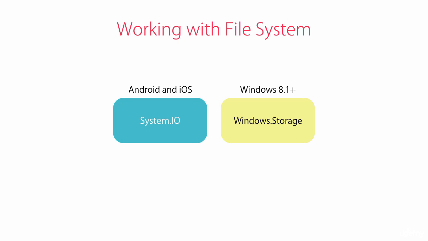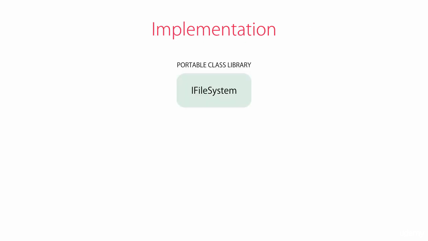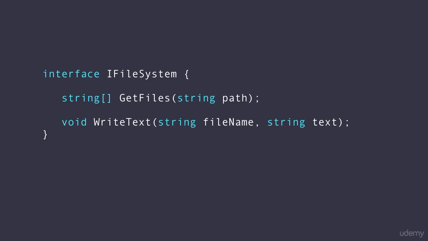The solution to that is interfaces. So in our portable class library, we're going to declare an interface like IFileSystem. So this is the contract to work with file system. Inside this interface, we'll declare methods that work with files and directories. For example, here I've declared an interface with two methods: GetFiles, which returns all the files in the given path, and WriteText, which writes a text file. Now we could have many other methods here, and that really depends on the application we're building.